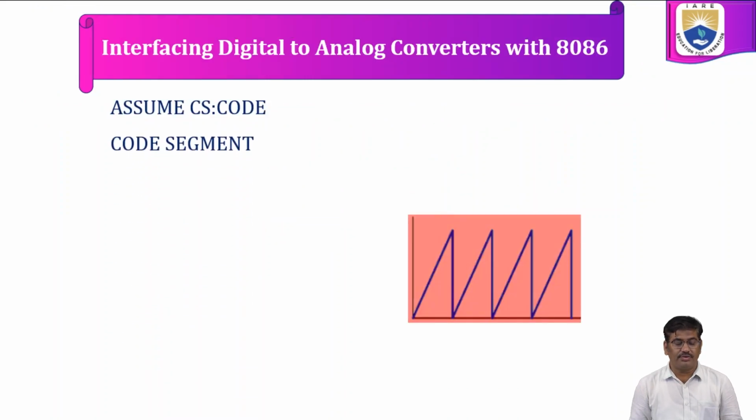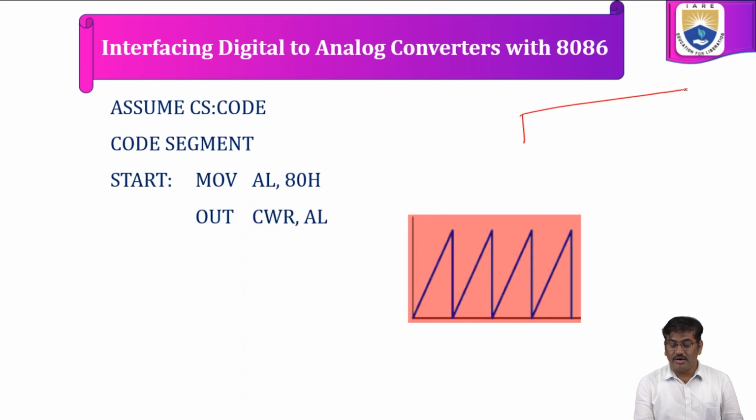So first we will write ASSUME CS colon code for assigning the segment for code. Start the code segment with code segment. First we have to initialize the control word register of 8255. Here only port A we are using, and the remaining ports we are not using.